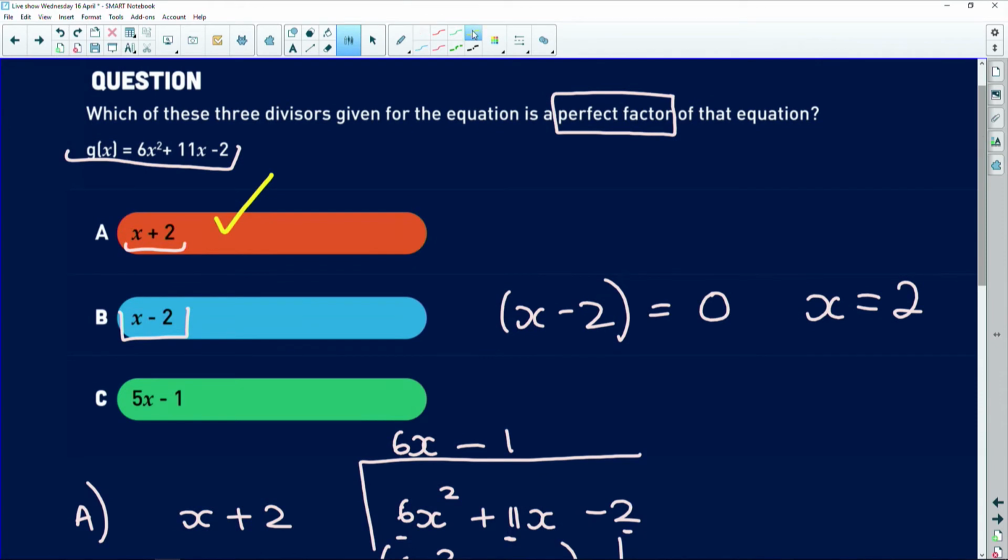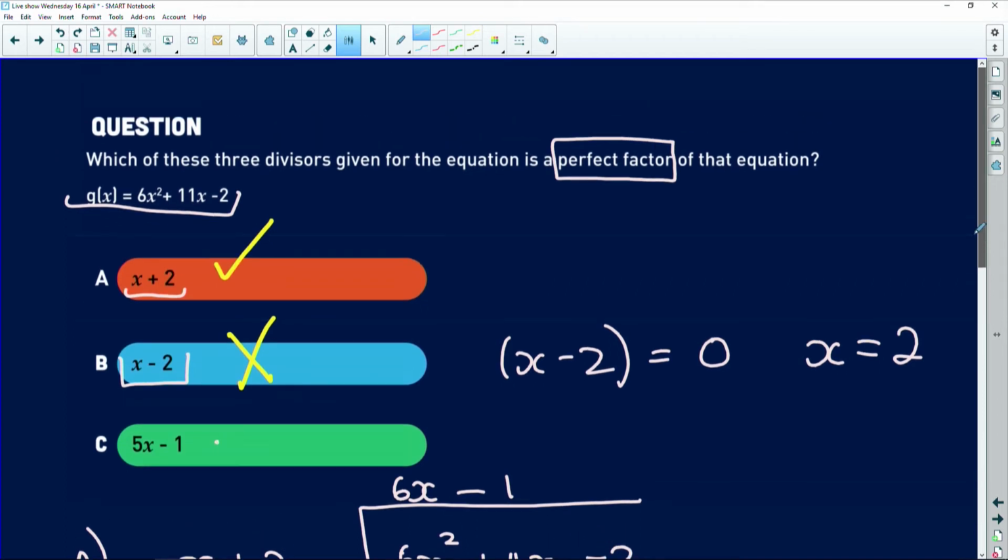Okay, so that remainder means that it is not a perfect divisor because there's a bit left over. It doesn't divide in nicely into our polynomial. Okay, so B is definitely not a perfect divisor. And for the last one, I'm going to use that theorem that I said earlier.